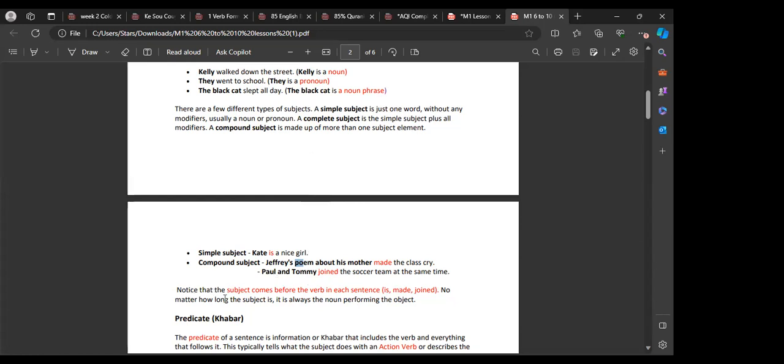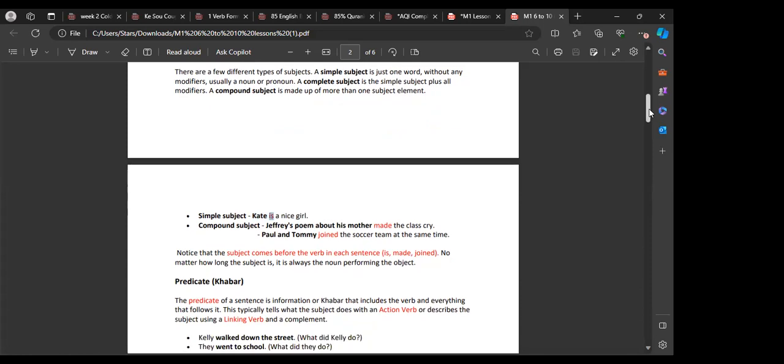Notice that the subject comes before the verb in each sentence. So in English, it's very important that you have subject, verb, object syntax. The order of the words is very important in the English language, but in Arabic, it's a bit more flexible. And there are other ways. In English, we know it's a subject because it comes first. So Kate is a nice girl. We don't say, is a nice girl Kate. It's always the subject first, then the verb, and then the object.